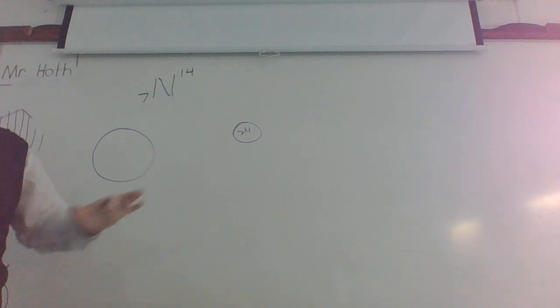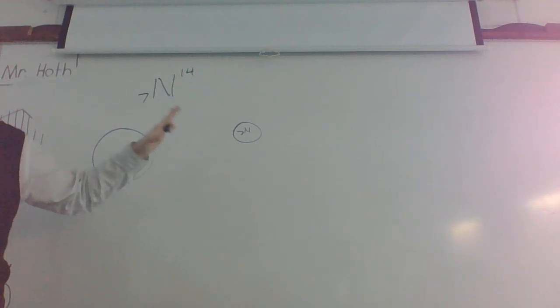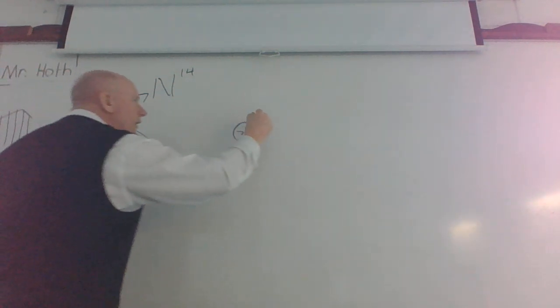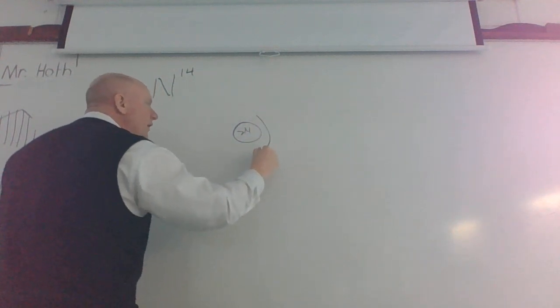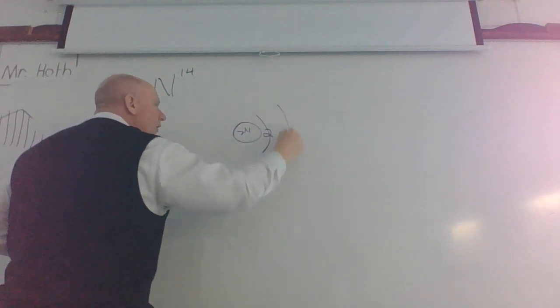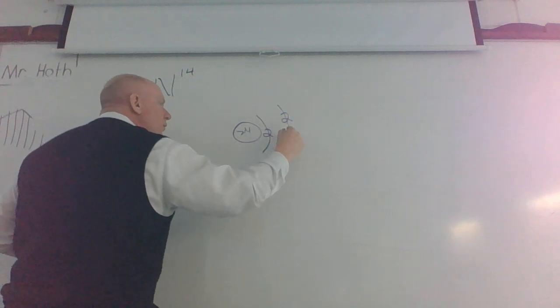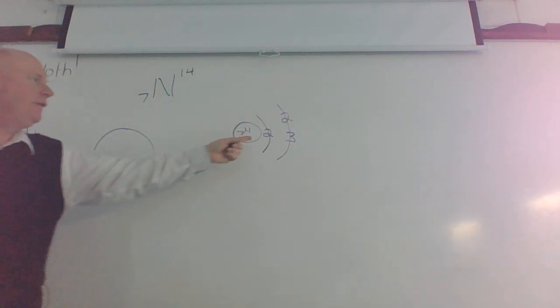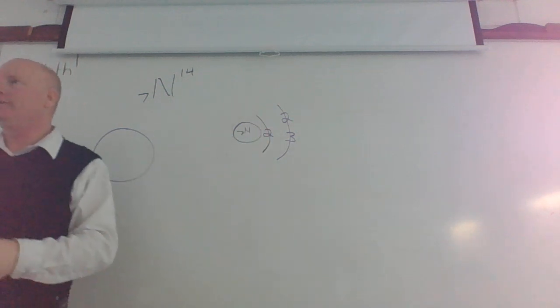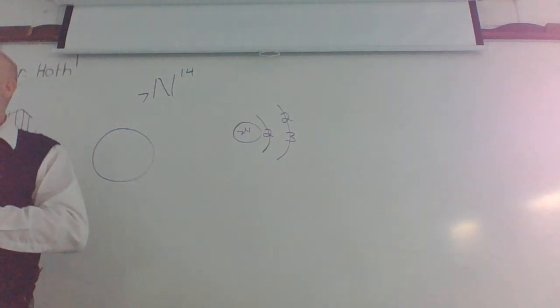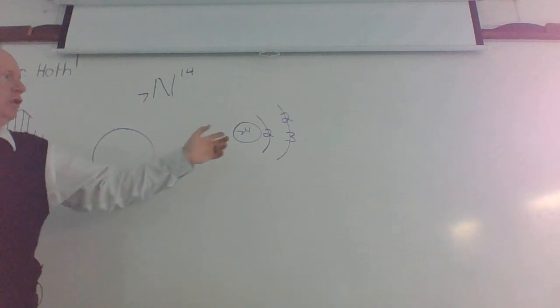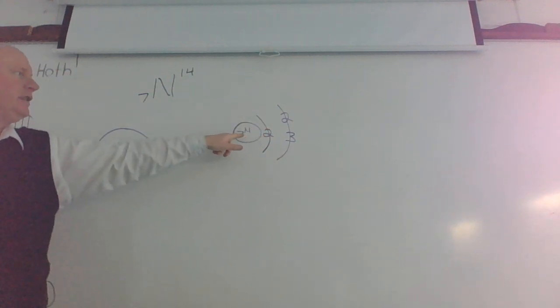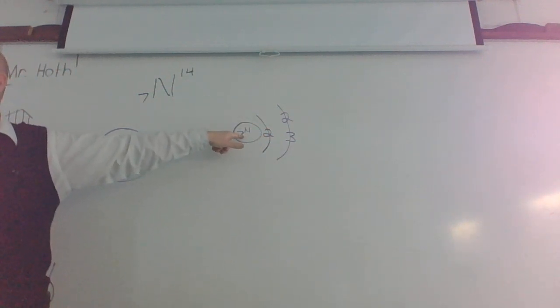So, this will make more sense, and we'll come back to this. This is what we call 1s2, 2s2, and 2p3. Notice, what's true about all of these numbers when you add them together? There's 7 of them. 2, 2, and 3 gives you 7. The same number that's in the nucleus.